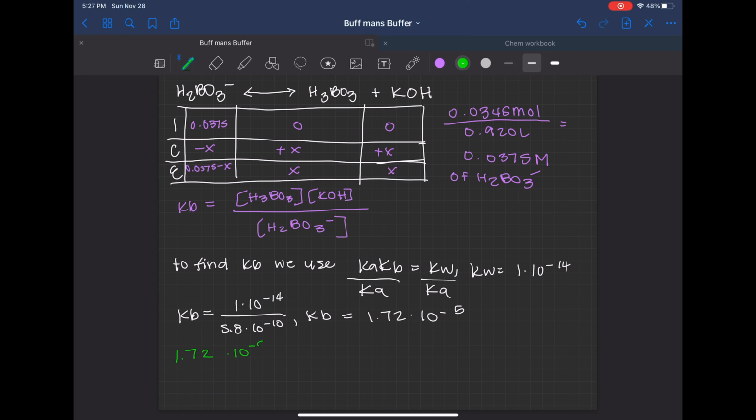Now that we've found our Kb, we're going to set up our equation to solve for X. Here we'll assume our percent ionization for dihydrogen borate is going to be very low, so we'll exclude that from our equation.